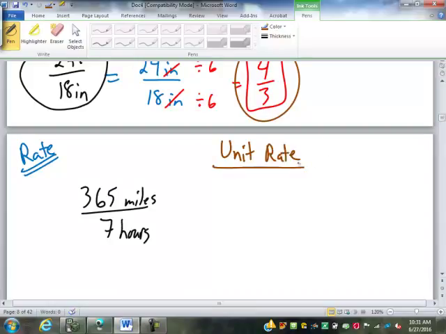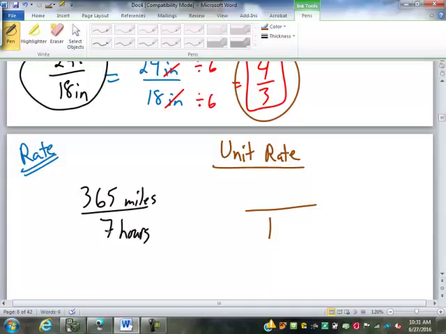A unit rate means that the denominator is 1, whatever unit we're using. There is something called unit ratios. We just don't use them very often. It's not often that we have to have 1 in our denominator. So how do we turn that into a 1?